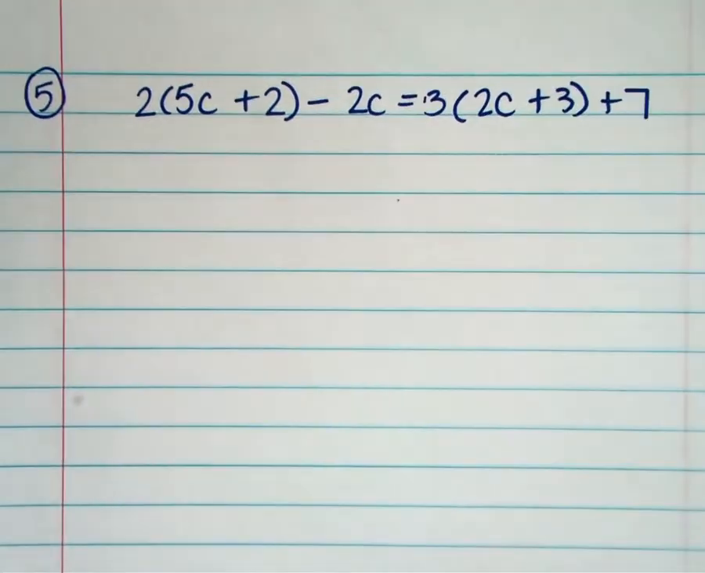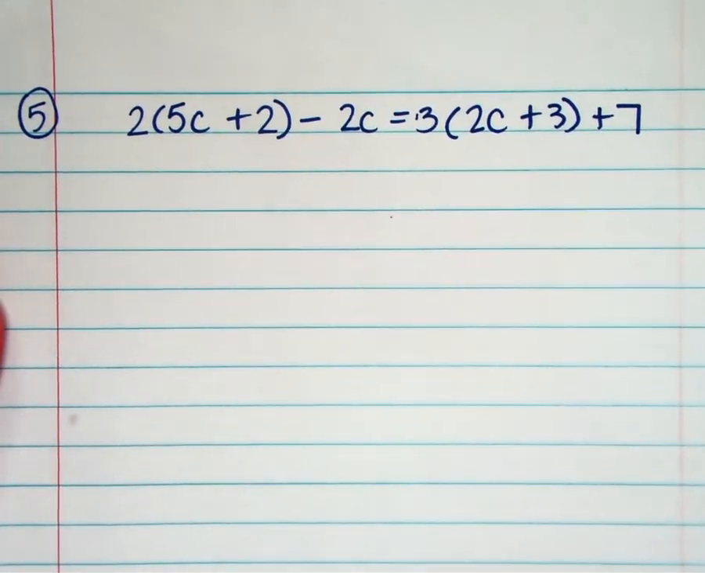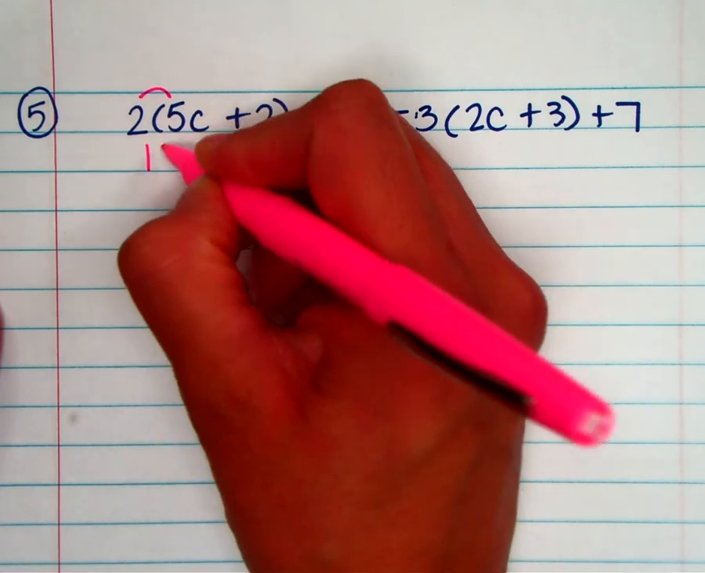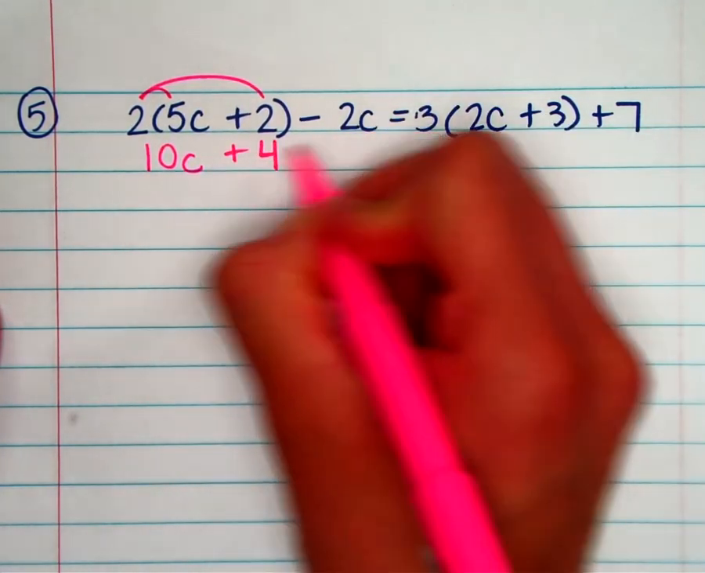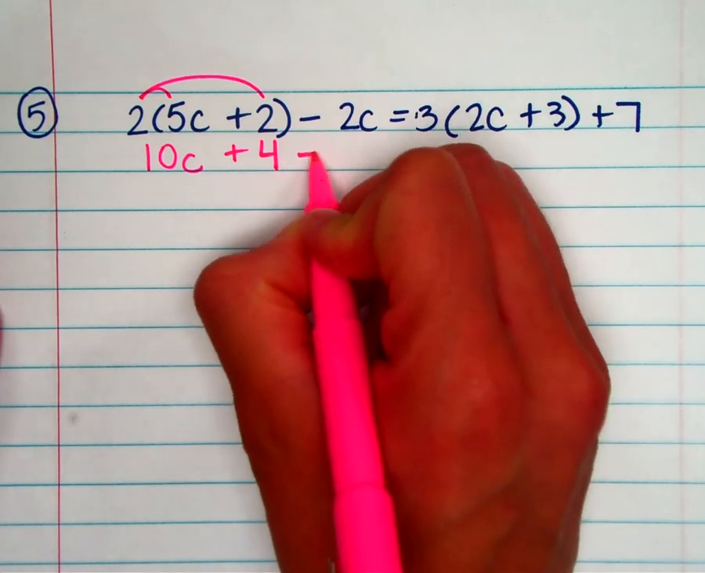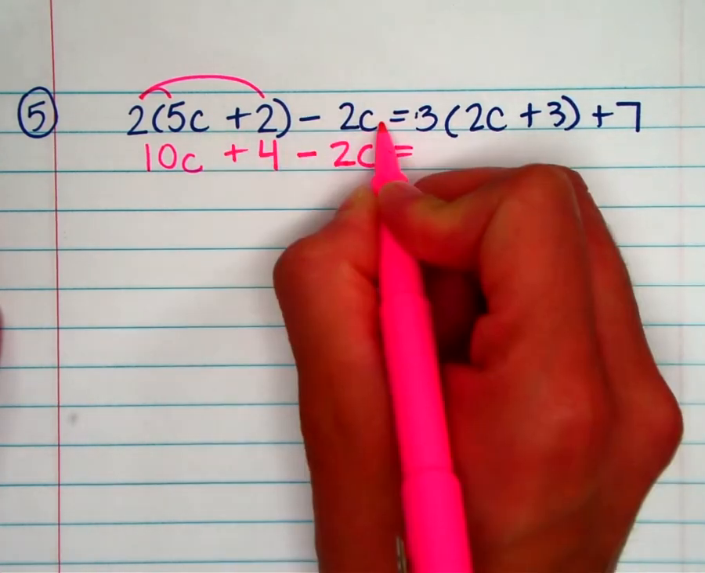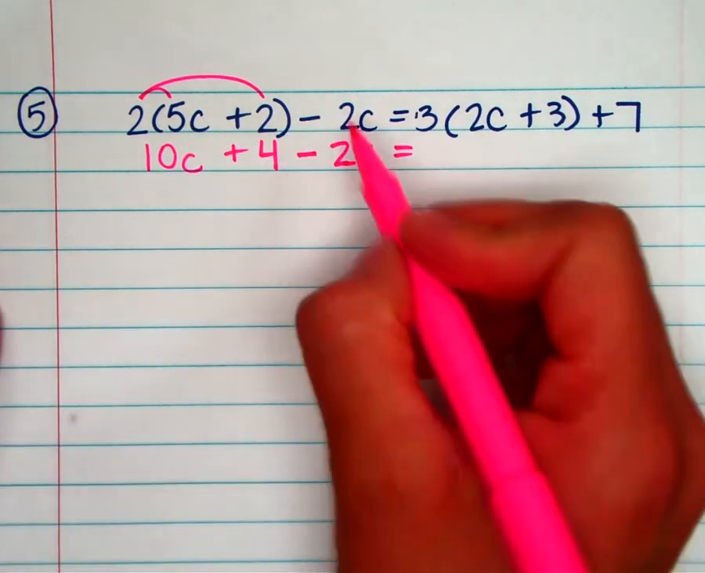you do have solving, but you're going to have to combine like terms before you solve. So first, let's get rid of these parentheses. 2 times 5, 10 c. 2 times 2, positive 4. Bring down your minus 2c because we can't do anything with it. We don't distribute to the minus 2c because it's on the outside of the parentheses. So you just bring it straight down.